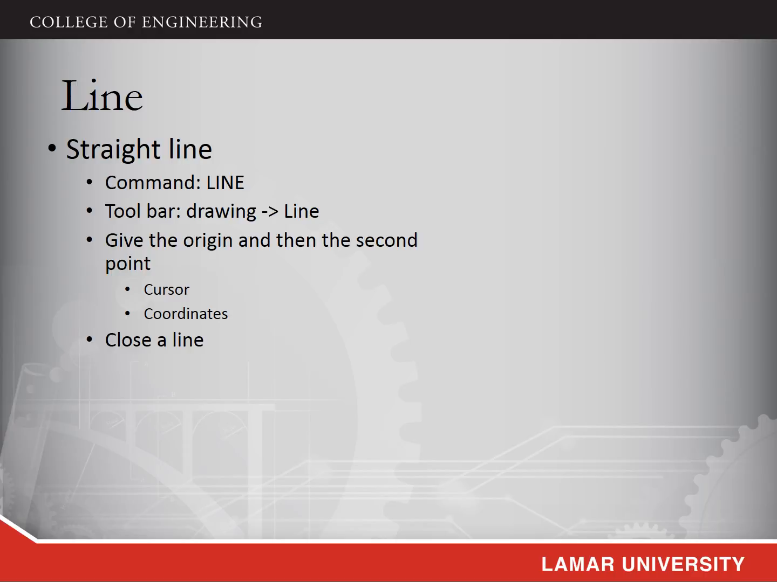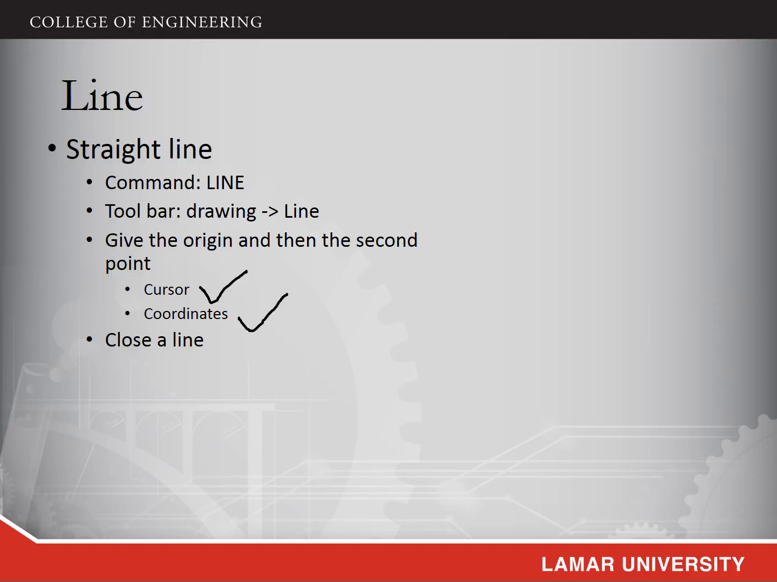For a new line, you have to first specify the origin, and then you have to define the second point, which would be the end of that line segment. You can use either the cursor or the coordinates in the command window to define the end of the line. If you don't exit that command, you will be asked to draw the second line, the third line, and so on until you finish all the drawing. And finally, if you want to close the last point to the first point of all the lines, you have to type C to close the line.